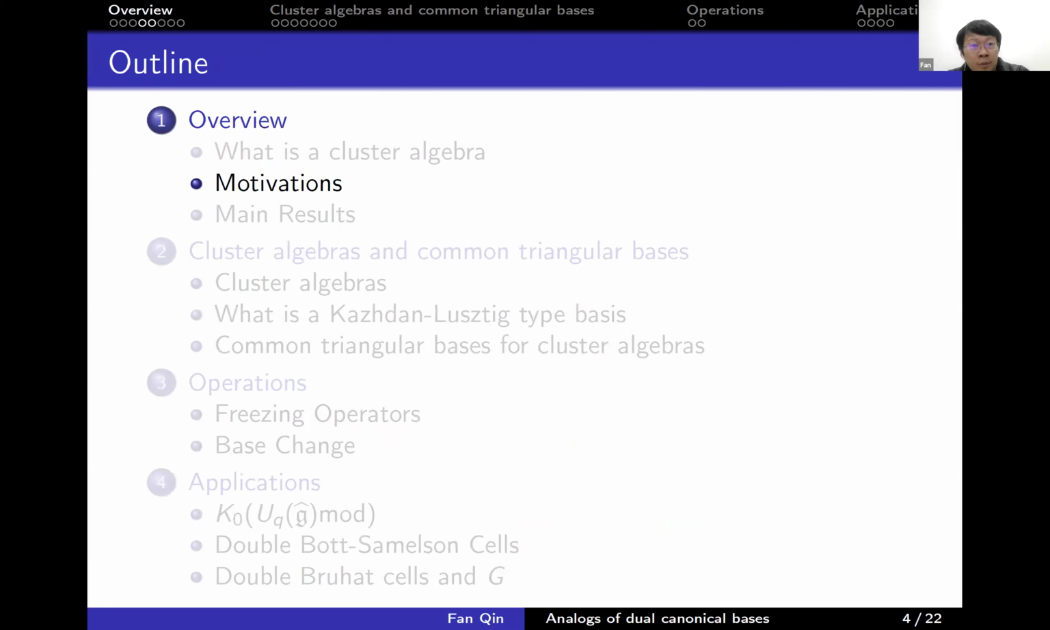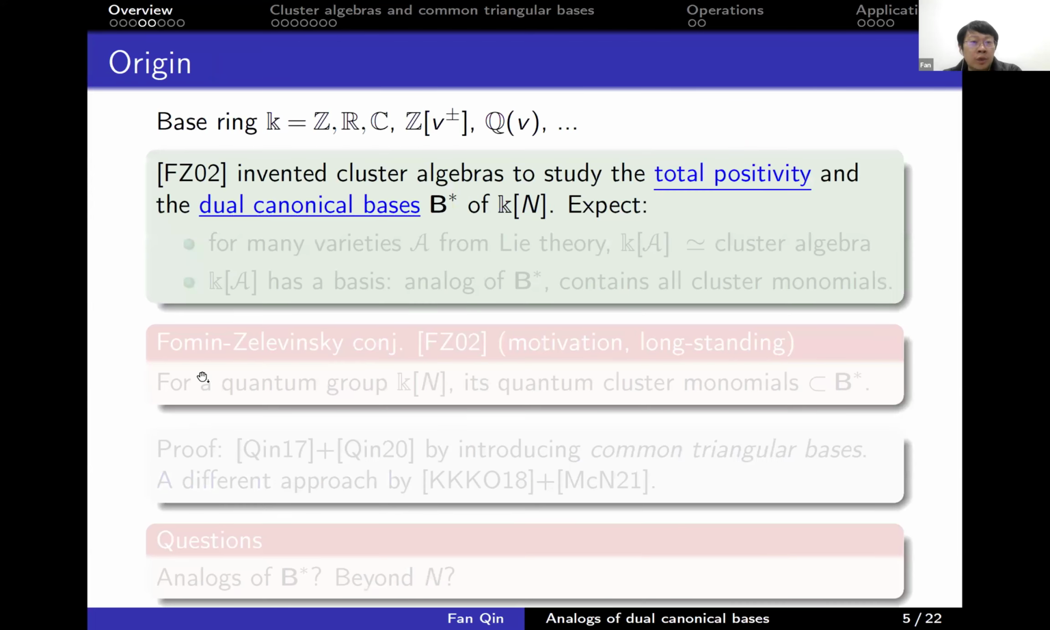So let me talk about the motivations of today's topic. We go back to the origin of the theory of cluster algebras. We let the base ring K denote the integers, real numbers, or complex field, whatever, or the quantization, where we use v to denote the quantum parameter. Then Fomin and Zelevinsky, about 20 years ago, invented cluster algebras to study something called total positivity of matrices and the so-called dual canonical basis of the quantum group. This is a quantized coordinate ring of a unipotent radical N.